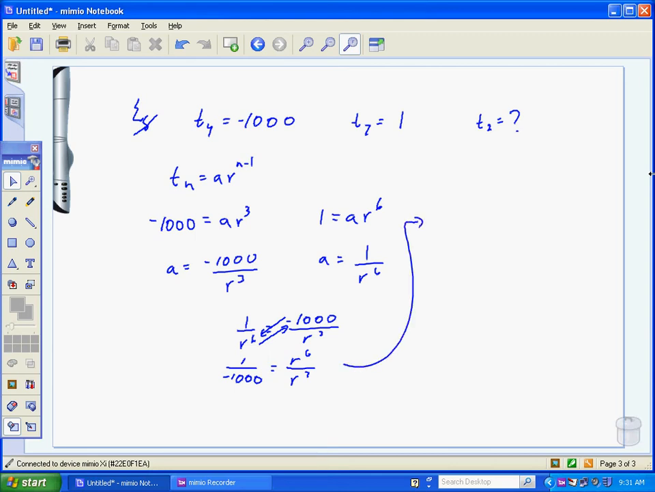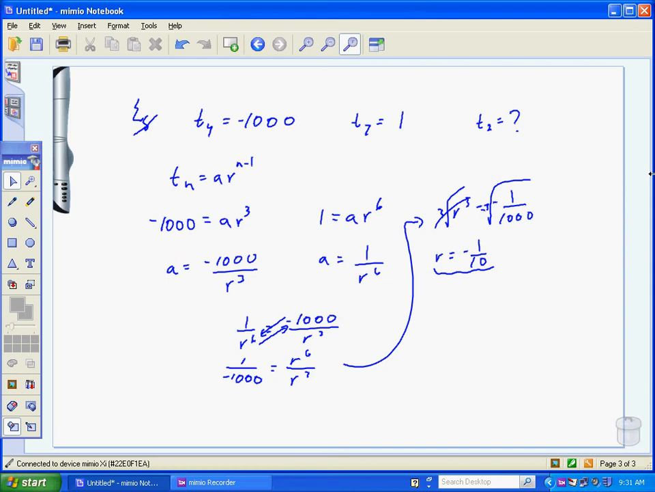I get 1 over negative 1,000 is equal to r sixth over r cubed. That's right. So we got r cubed. See where I got r cubed from here? Because what do I have to do with my exponents here? Subtract them, or cancel them, whatever you want to call it. The r cubed cancels out, and I'm left with negative 1 over 1,000. Well, how do I solve for r now? Cube root it. I get r equals negative 1 over 10. Negative 1/10. You can do that in a calculator if you have to. So there's the first part.